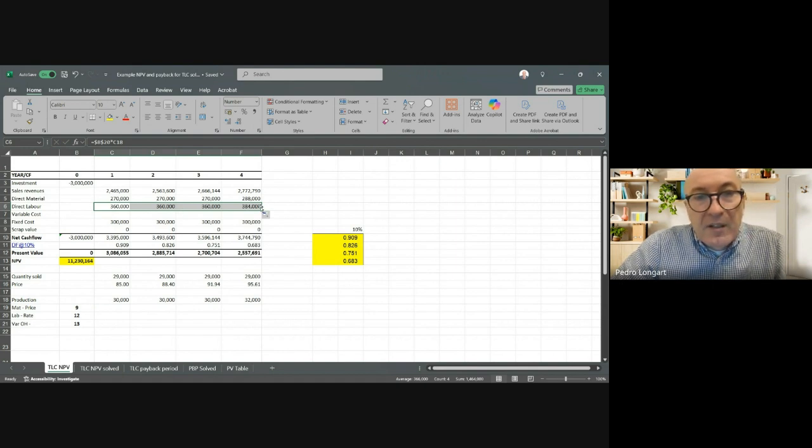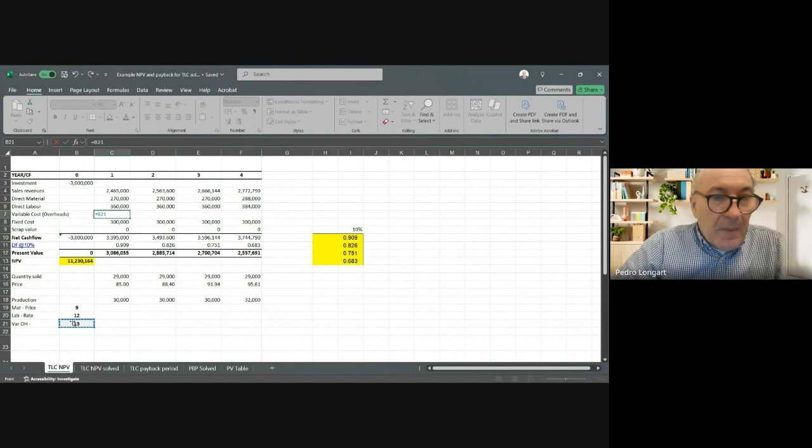But then the last year is going to be more because I have a production of 32,000. Then the variable cost, which is overheads, it's actually called overheads, is going to be this value. Remember, again, to put the $ sign on the B and the $ sign on the 21 and multiply by the value of the production, which is this value here. And then drag it across.